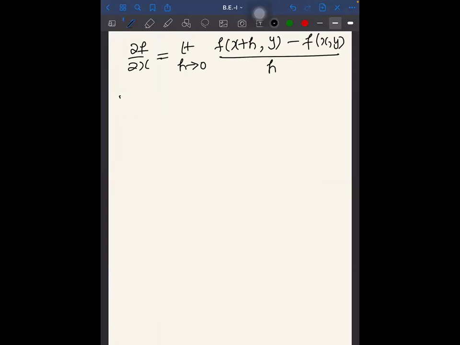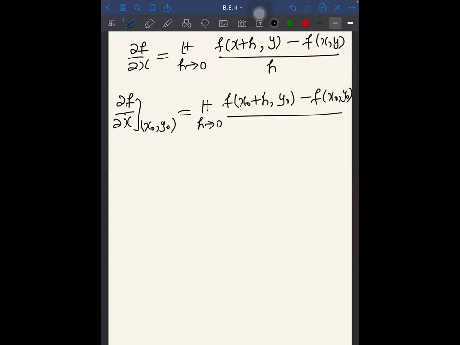अच्छा, ओके. अगर मैं इसको ऐसे बोलूं कि अगर मैंने ये पॉइंट x0, y0 पे निकालना है, so I'll replace that x, y into x0 and y0. Are you with me on this? Yes sir. Okay.